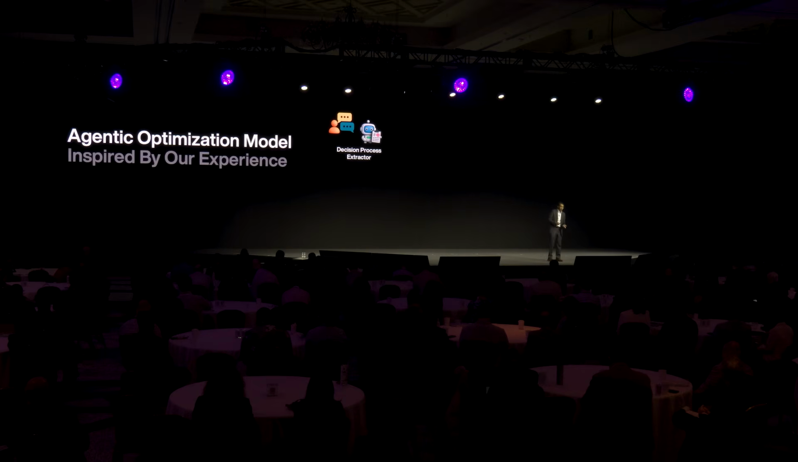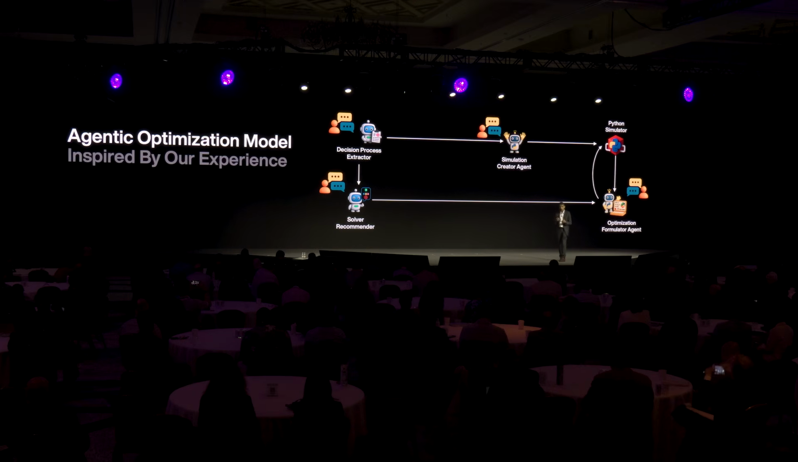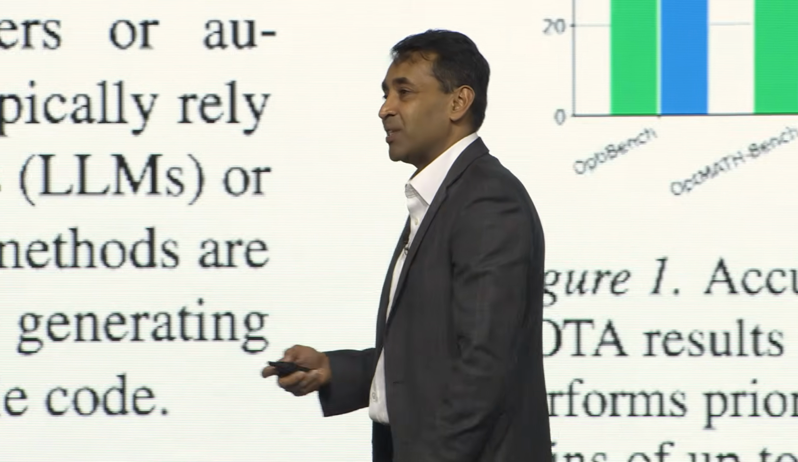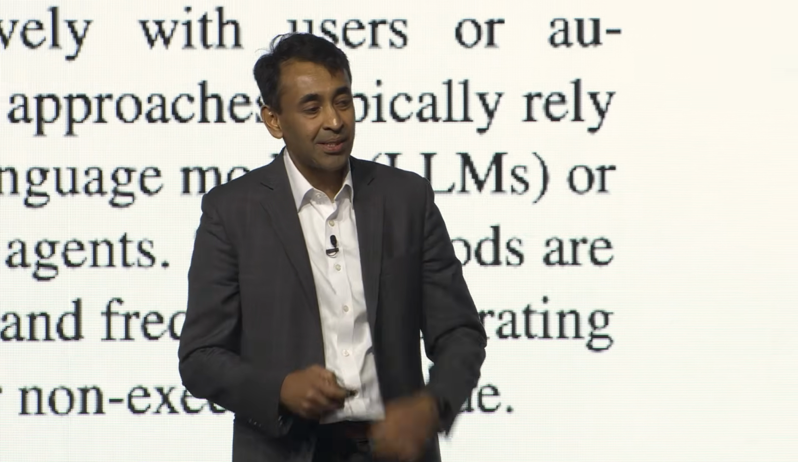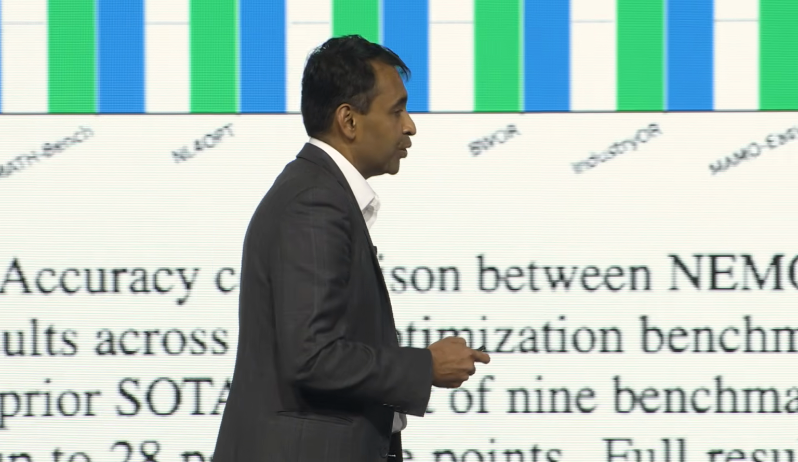So now we have a decision process extractor agent that's interacting with a simulation agent, that's interacting with a Python simulator. This thing then recommends a solver. Not only does it recommend a solver, it will actually formulate that solver, and then work with the Python simulator interactively to actually build that solver, and do this all autonomously, and then create a Python package that you can then deploy, and it's seamless with C3 AI applications. This is state of the art in terms of performance. We're beating all of the performance benchmarks relative to, again, academic benchmarks, and we're launching that this summer.